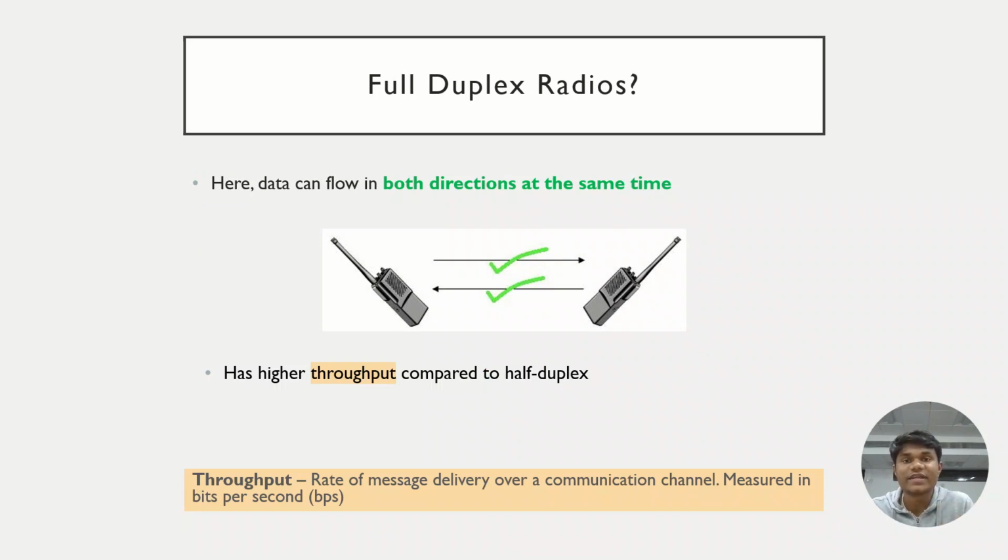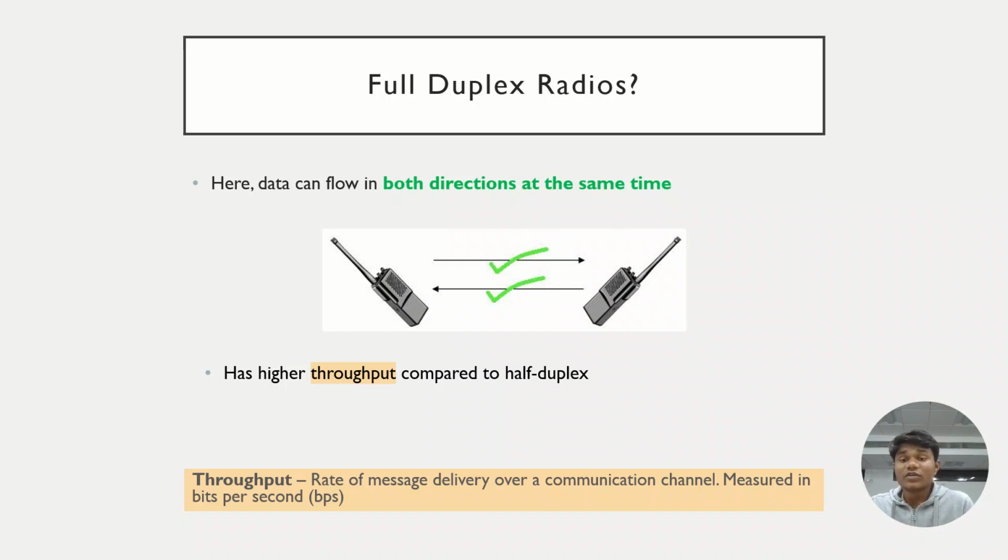Now, what are full duplex radios? As in, what is full duplex communication? Here, the information can flow in both directions at the same time, which means both radios A and B can simultaneously transmit as well as receive the signal. This is much like the telephonic conversation that we have these days, where both people talking to each other can simultaneously hear as well as speak, and there is no lag or choppiness in their communication.